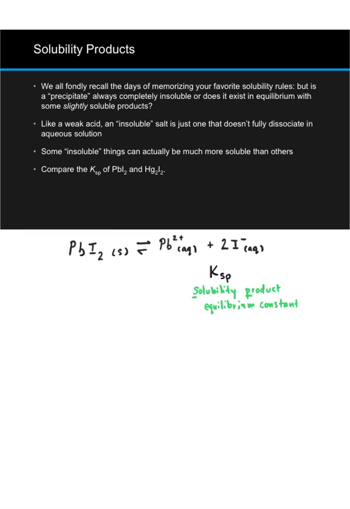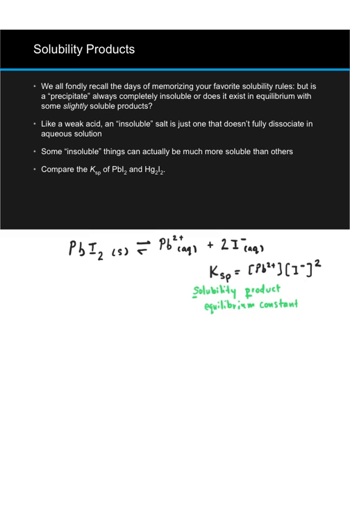For this reaction, we can write down an expression for the KSP of PbI2 by taking the concentrations of our products raised to their stoichiometric coefficients: the concentration of Pb2+ times the concentration of I- squared, and divide by any aqueous or gaseous reactants. Here, our sole reactant is in the solid phase, so we don't include it in our equilibrium constant expression.